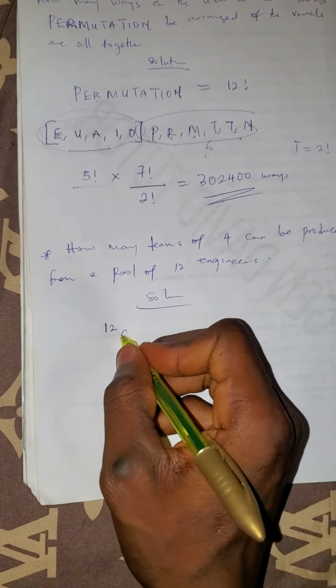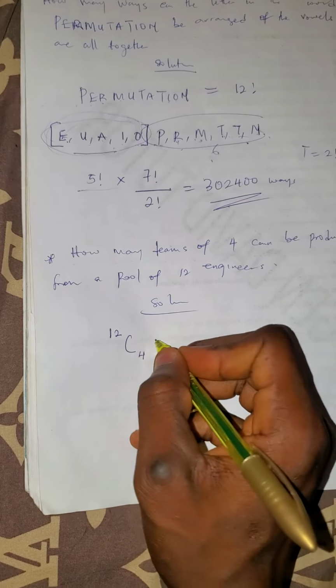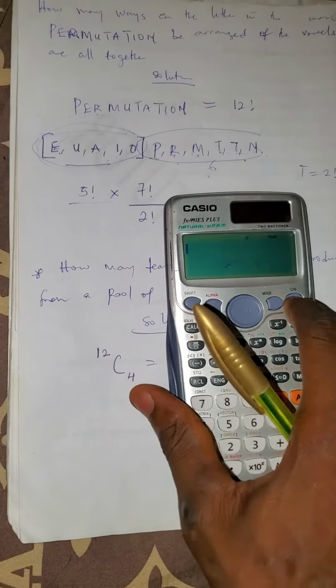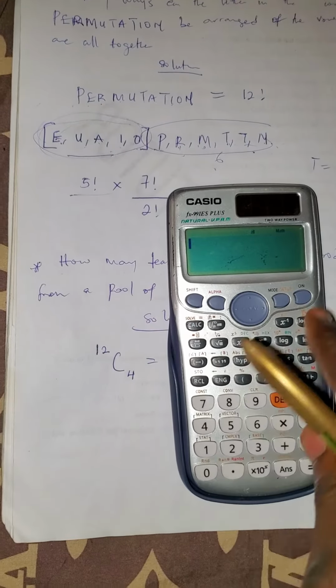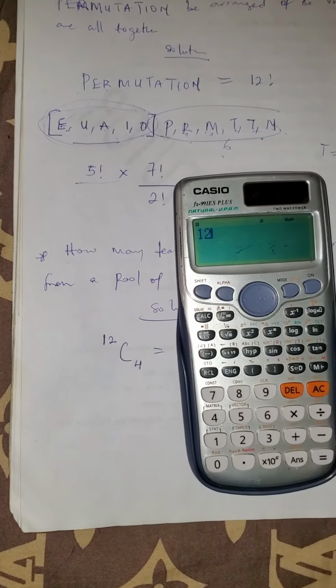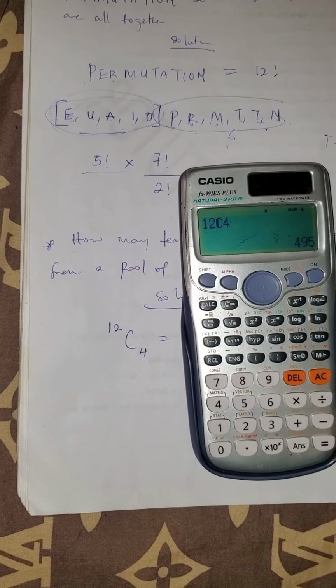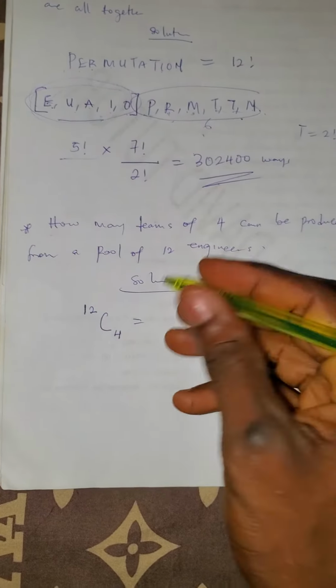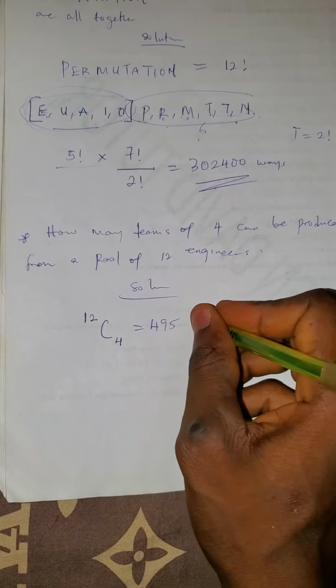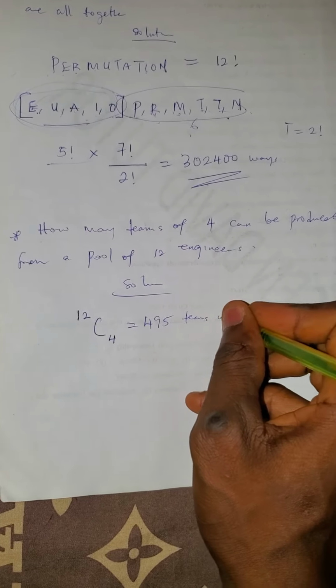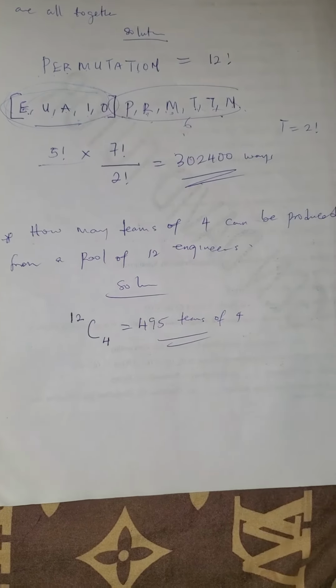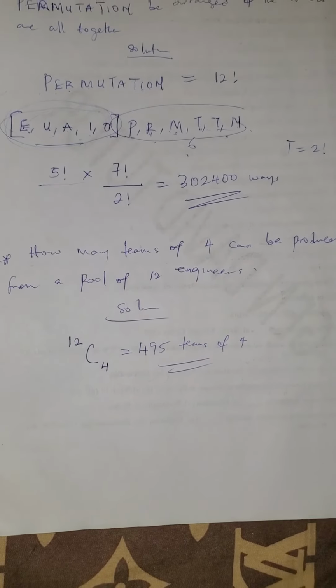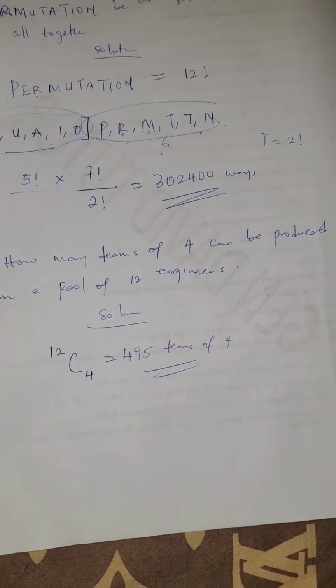Now it will be 12, the total number of people, then combination 4 that we want to form. So let us see. This will be 12, combination 4. So we now have the answer to be 495 teams of 4 that can be formed.